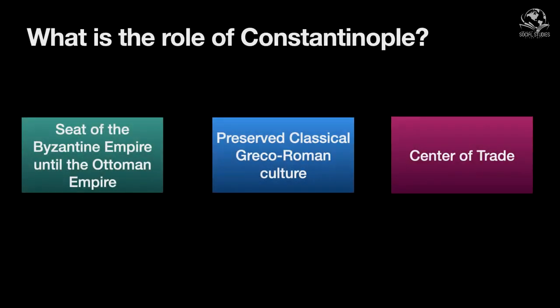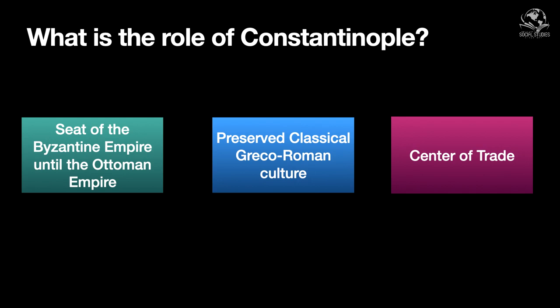So as for some notes, first off, what is the role of Constantinople? Why is it important? First, it's the seat of the Byzantine Empire until the Ottoman Empire. So what does seat mean? It just means that's where the leader is. So in the case of the Byzantine Empire, it's the emperor. For example, in the United States today, where is the seat of power? That would be Washington, D.C. That's where our politicians operate and run the government.